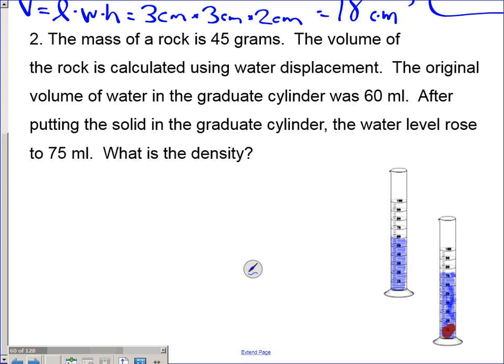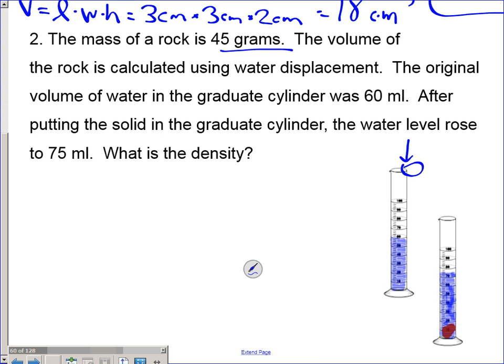Don't leave it at 100, because if it's already at 100 and you drop a rock in there, what's going to happen? It's going to go higher to this non-graduated area, and you're going to be guessing, and that's not cool. So, put about halfway, drop your rock in. You can see that it raises a certain amount, but you can't see these, so we're going to read it here. So the mass of a rock is 45 grams.